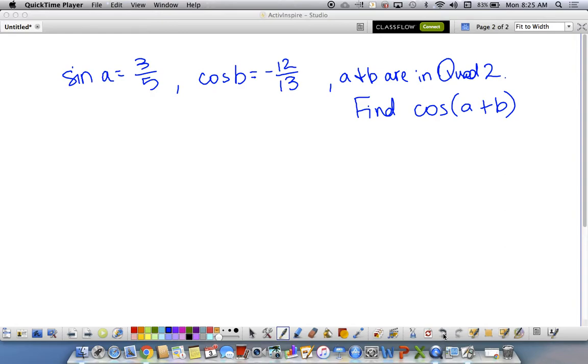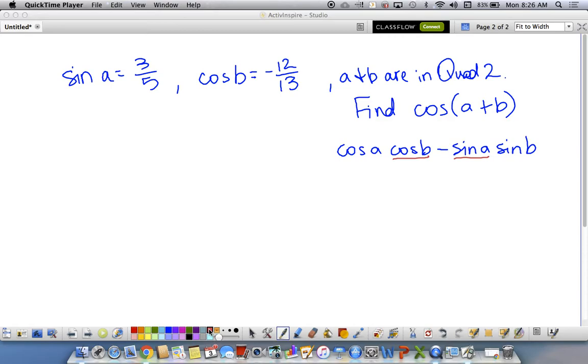Now let's think about what's the equation for cosine A plus B? Cosine A, cosine B, minus. Now, what pieces do you have? I think I know how to do it. You have A and B. You have sine A, and you have cosine B. You have those two pieces. You only have 2. You need 4.